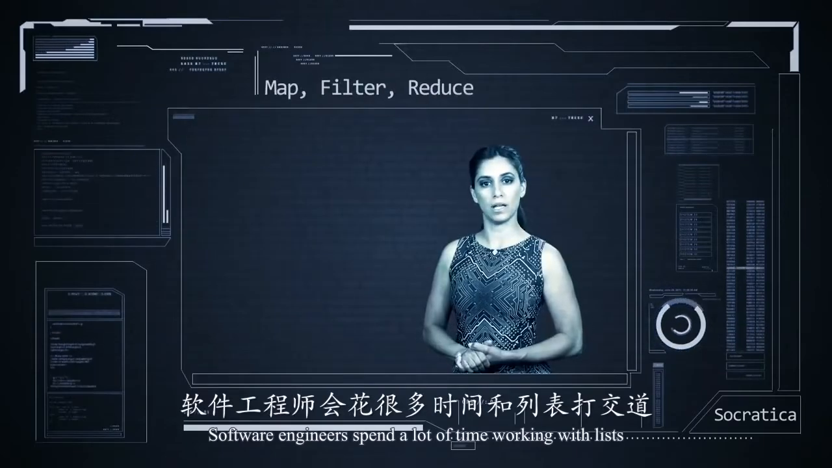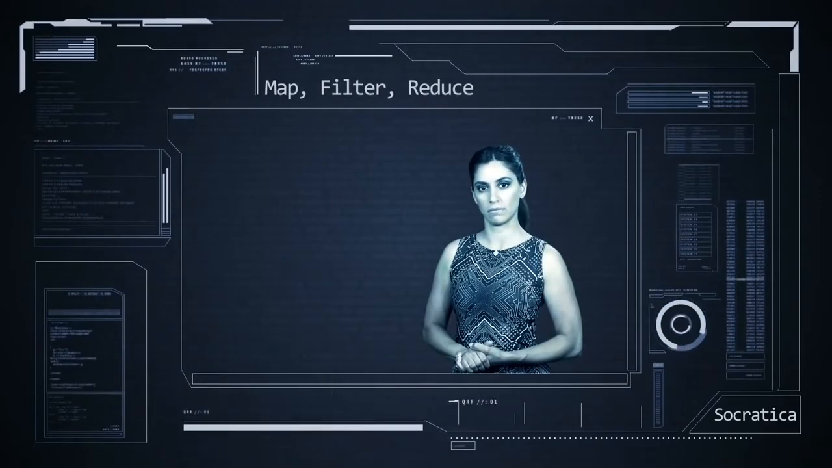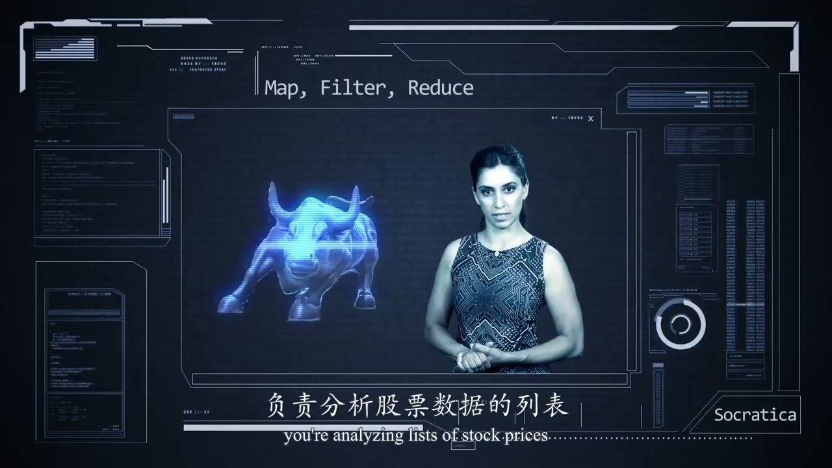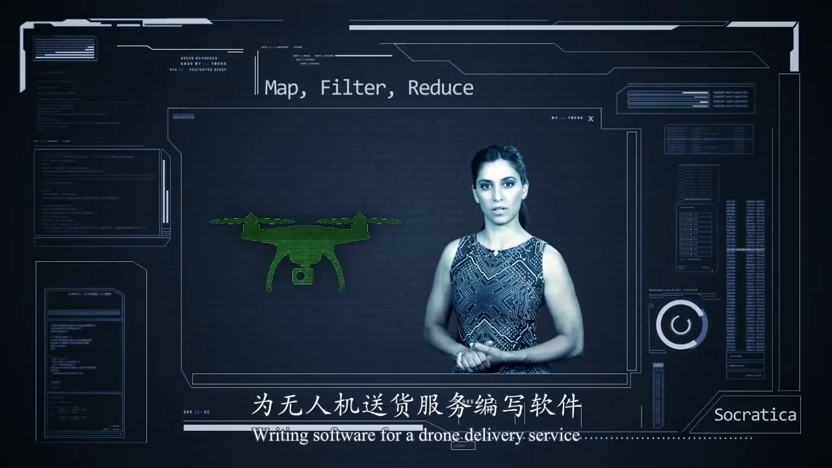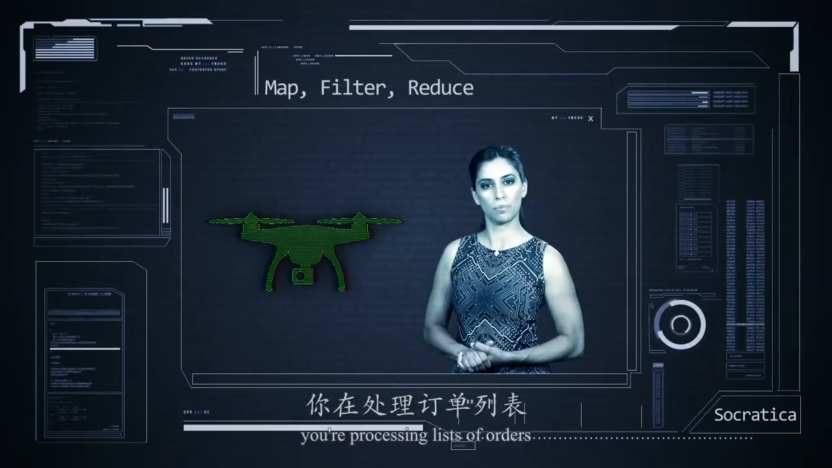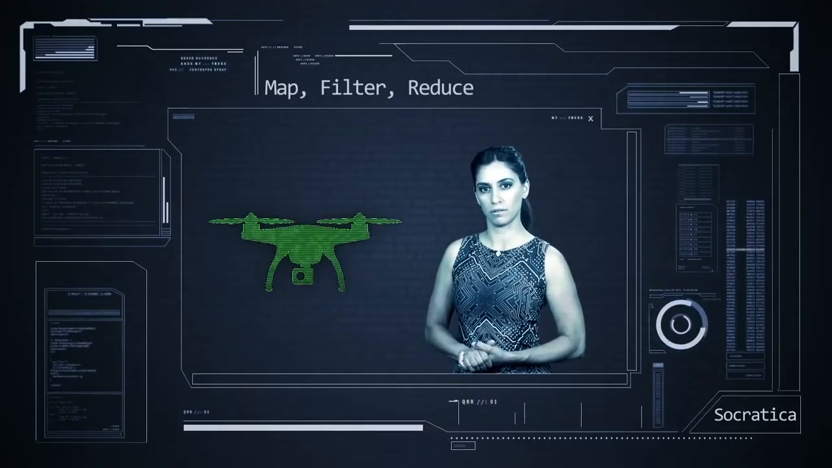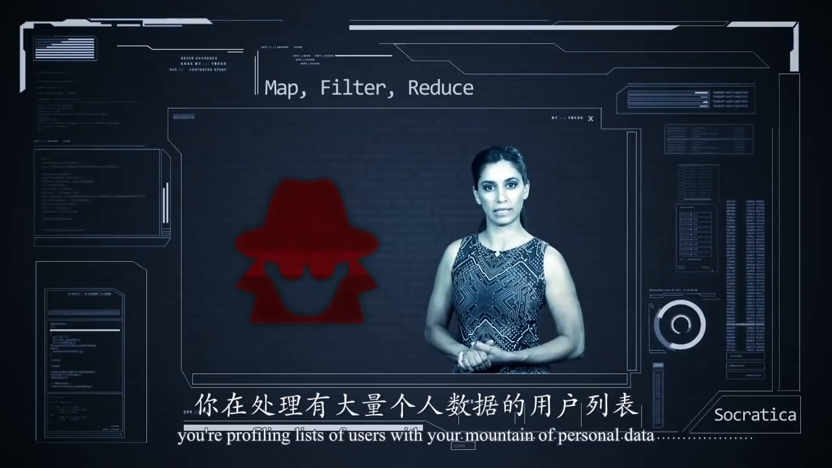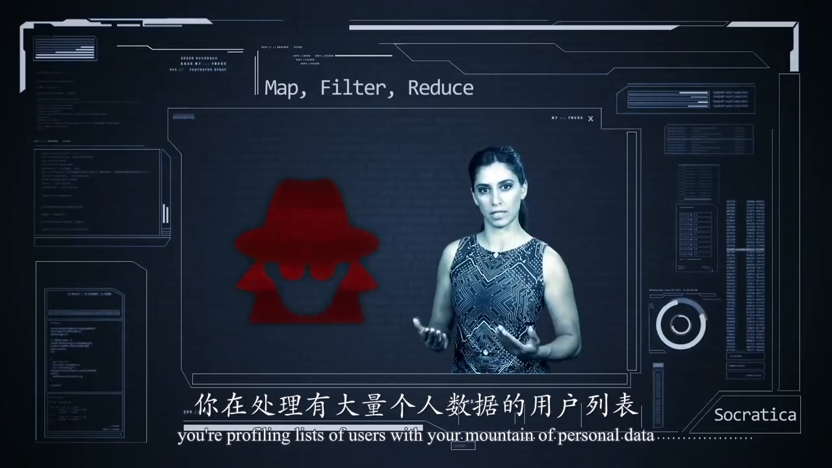Software engineers spend a lot of time working with lists. You work on Wall Street. You're analyzing lists of stock prices. Writing software for a drone delivery service. You're processing lists of orders. You work at FriendFace. You're profiling lists of users with your mountain of personal data.